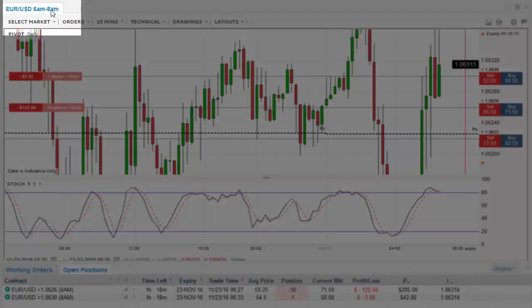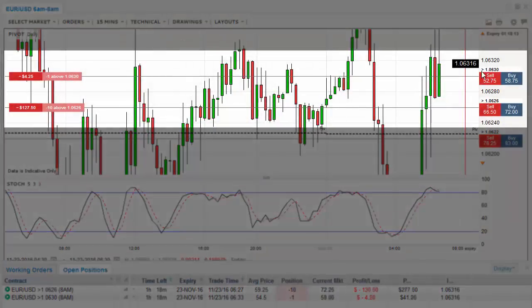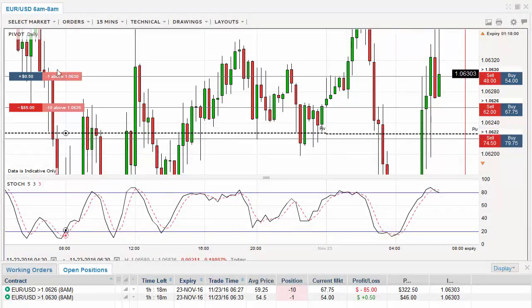I'm in the euro dollar, and this has an expiration at 8 a.m. I have two strike prices. I think it will be below 1.0630 by 8 a.m., and I think it will also be below 1.0626. Those are my two strike prices. Notice that I've done one here so that you can watch the difference in the premiums, and then I've also done my standard 10 contracts. So we're going to wait and see what happens here.